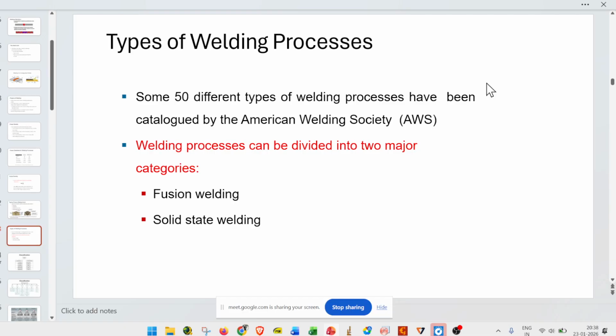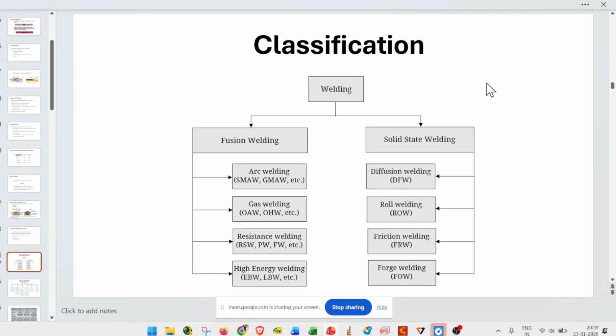What we mean by fusion is that we are using heat to join the two materials. That is called a fusion-based welding process. In the case of solid state welding, we are not using any heat, but we are using pressure to join the two materials. These are the broader classifications in terms of welding. So these are the sub-classifications in fusion and solid state welding.